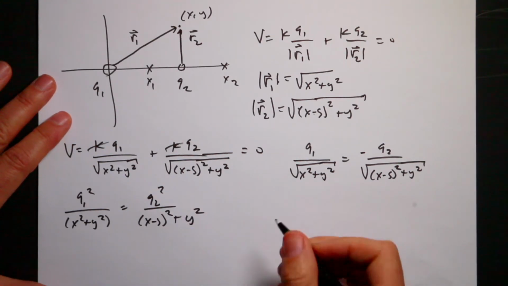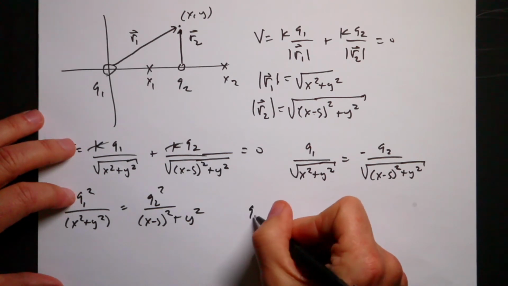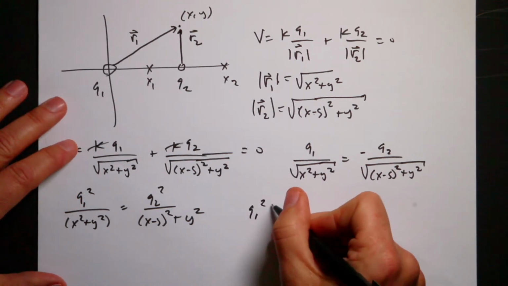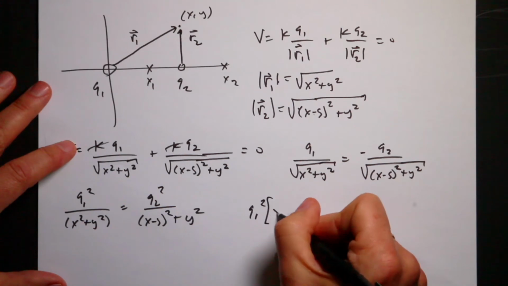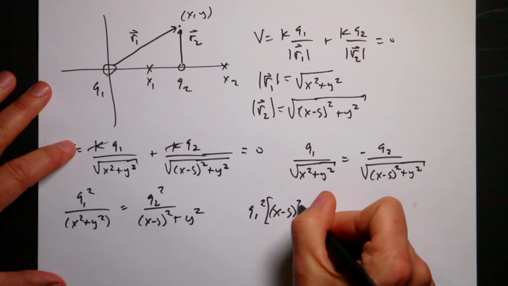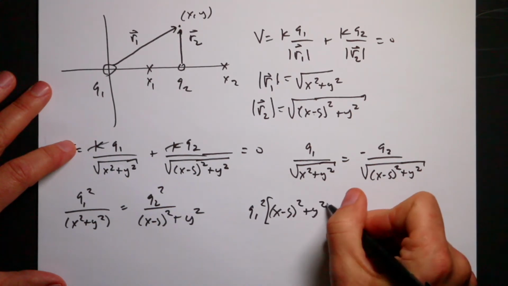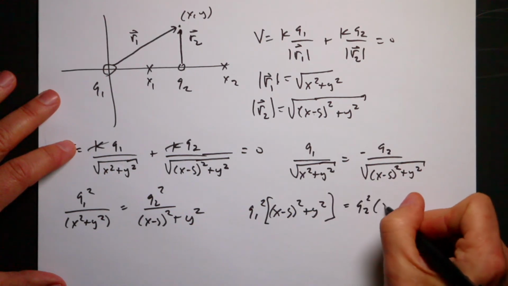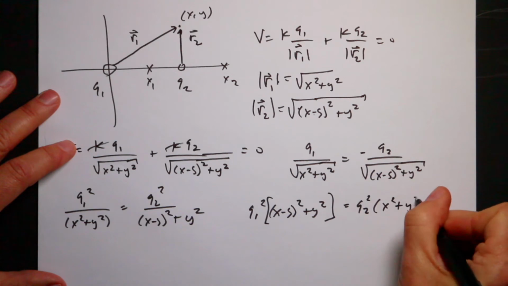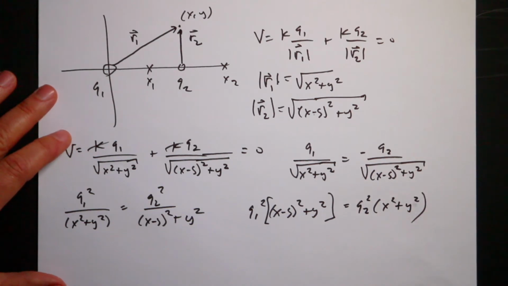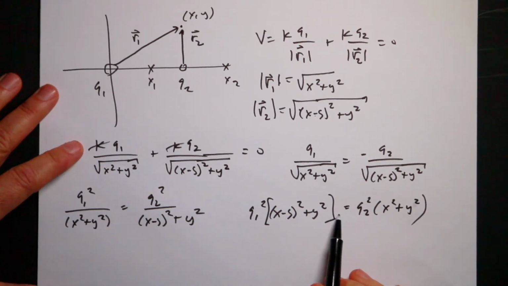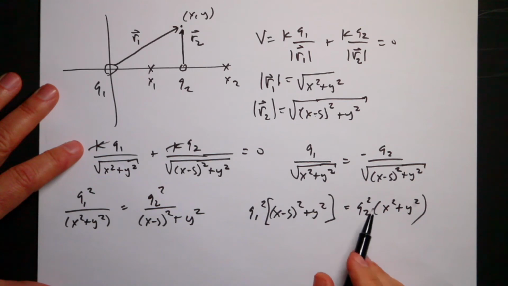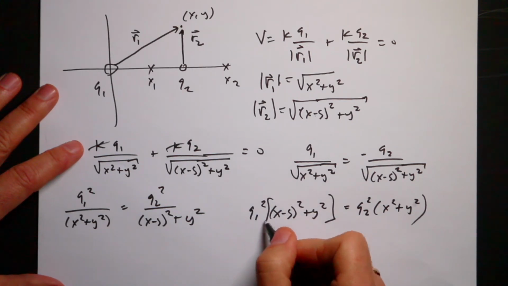Over x minus s quantity squared plus y squared. Now I can cross multiply, and I get q1 squared times x minus s quantity squared plus y squared equals q2 squared times x squared plus y squared. Okay, I want to make this simple. So let's divide both sides by q1 squared.